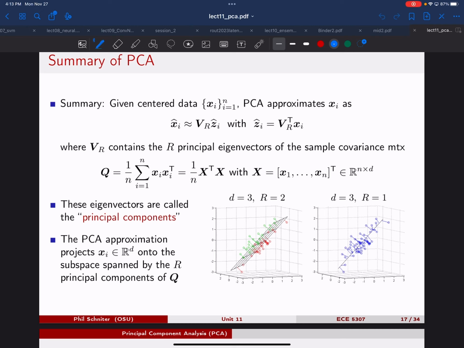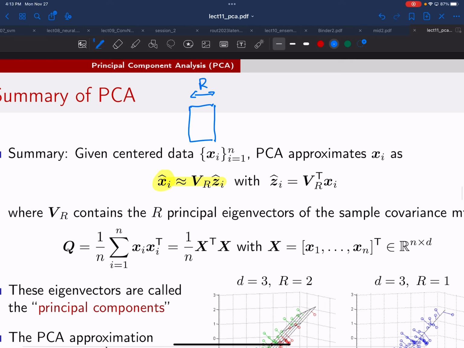So PCA, what we do is we're approximating the original features, x_i, by this x hat i, and the way we construct those is we have a tall dictionary matrix that has capital R columns and D rows, and we multiply that with this, the z hat i. This z hat i is something that must have just capital R coefficients.